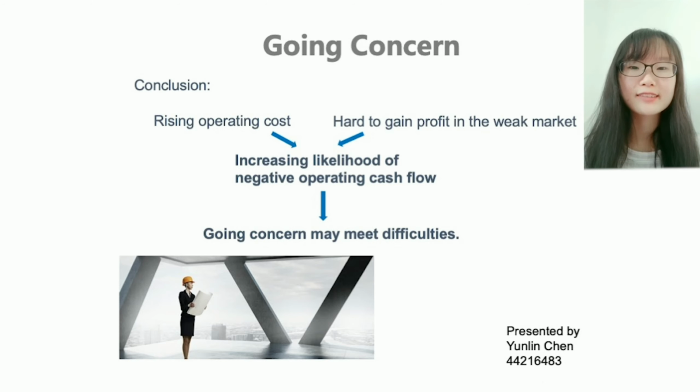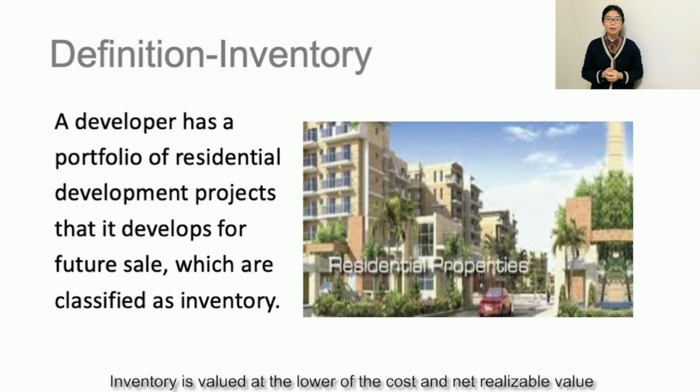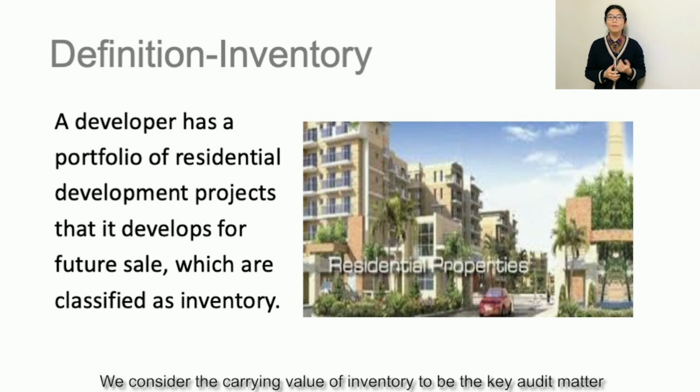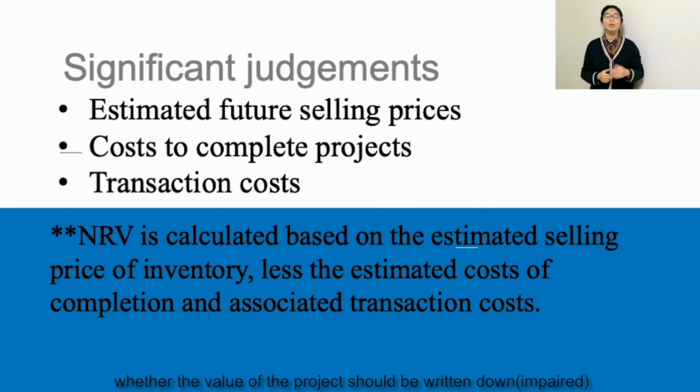Good afternoon, everyone. I'm Chen, and this part is talking about the key audit matter, which is the carrying value of the inventory. Inventory is valued at the lower of the cost and net realizable value. We consider the carrying value of the inventory to be a key audit matter, as the valuation of inventory includes significant judgments made by the group on estimated selling price, cost to complete projects, and the transaction cost. These judgments may have material impact on the calculation of net realizable value, and therefore in determining whether the value of the project should be written down.